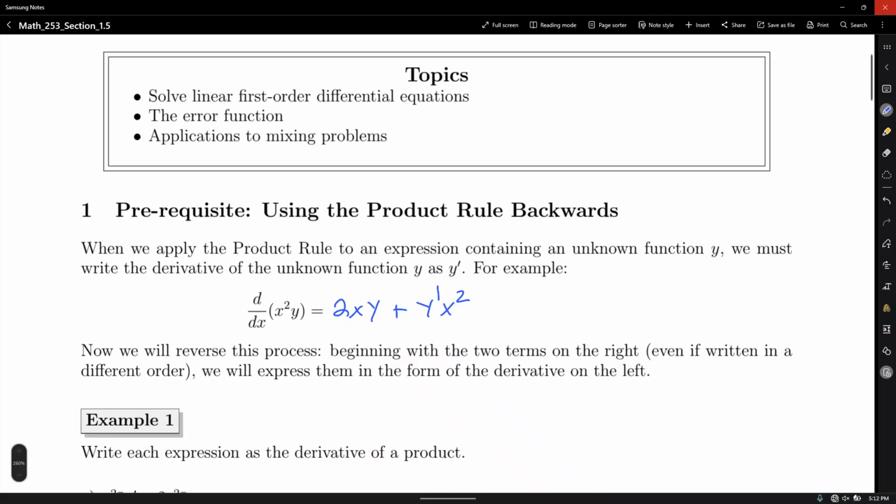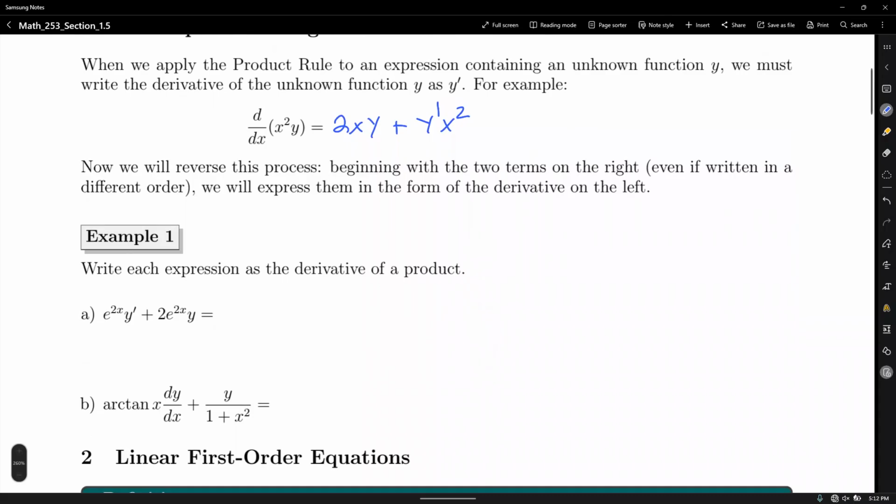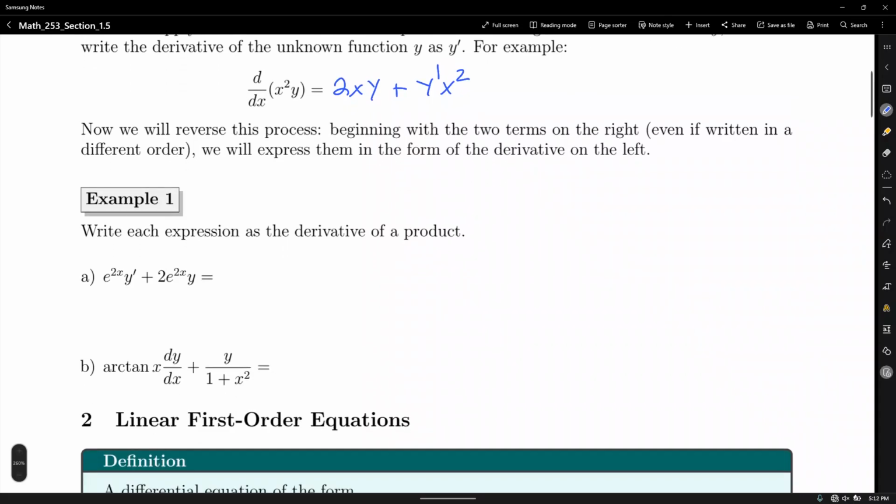However, this time, for this integrating factor, this magic touch, we need to think of this in a backwards way. That's our first example here. Okay, so look at this: e to the 2x y prime plus 2 e to the 2x y. Does that look like the result of the derivative of a product? And if so, what is that function?